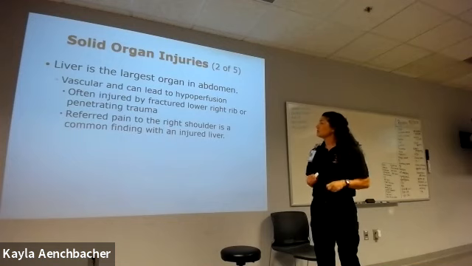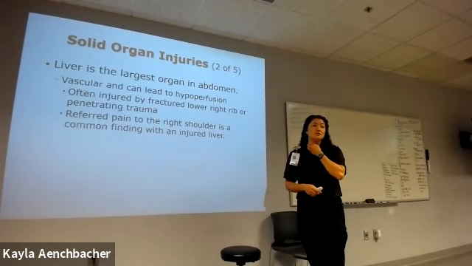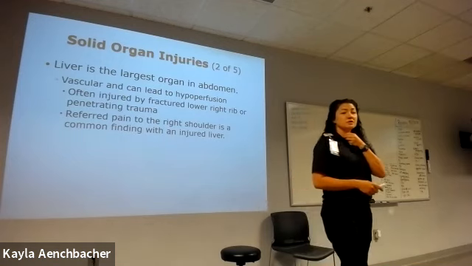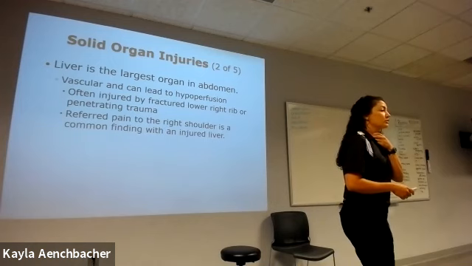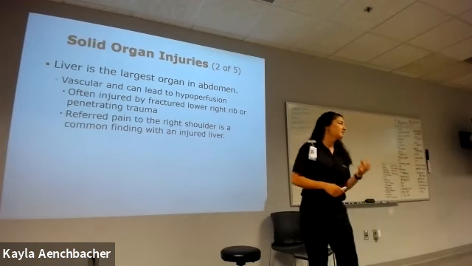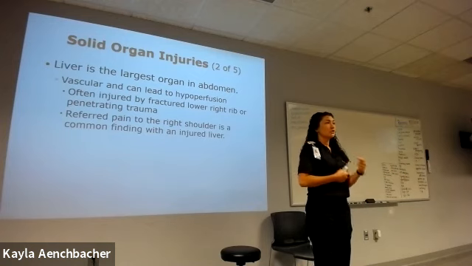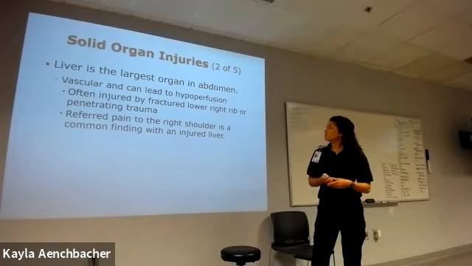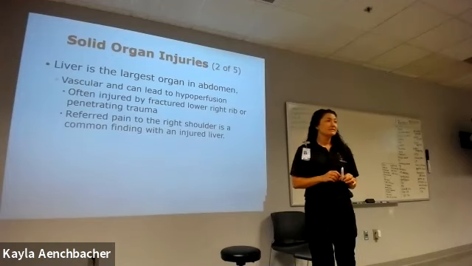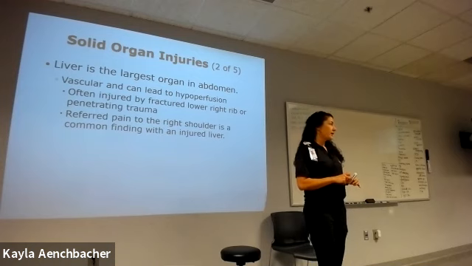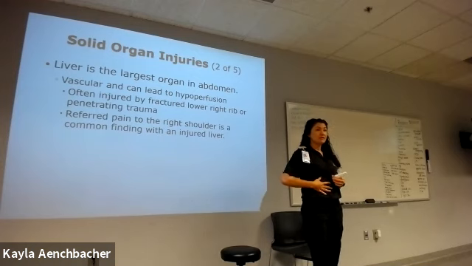Solid organ injuries. Again, guys, we are concerned about blood loss. We're concerned about losing too much content, so we could possibly go into hypovolemic shock because we're losing that blood. It's not in that closed circuit anymore. The liver is very vascular. It is the biggest organ in the entire abdomen, so it takes up pretty much all of the real estate in that right upper quadrant.